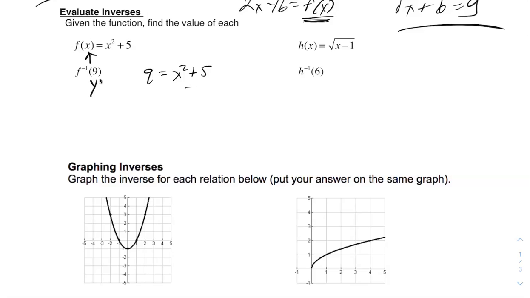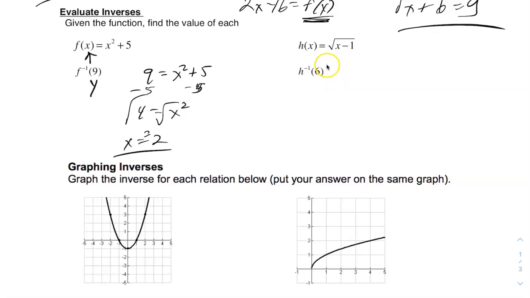Subtract 5. I did the math in my head, sorry. Brain does that when it works too fast. And then square root it. So x equals 2. Or we could say plus and minus 2. It's a little tricky. It depends what they mean. Well, this is plus minus 2.